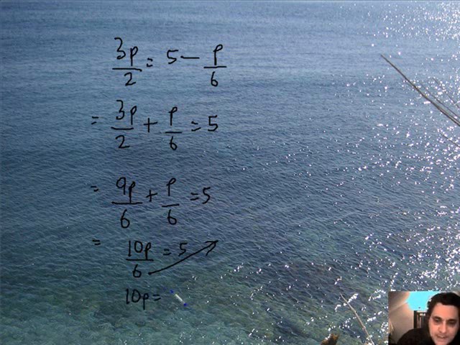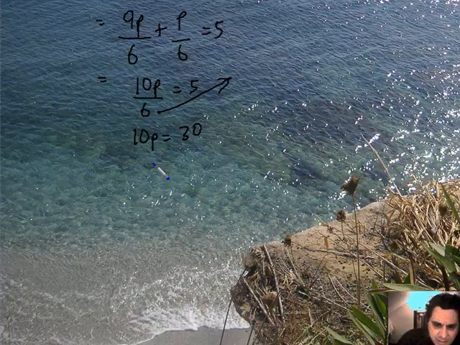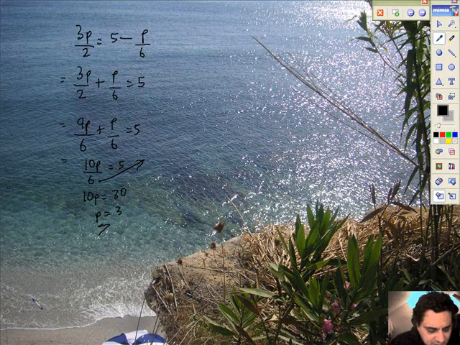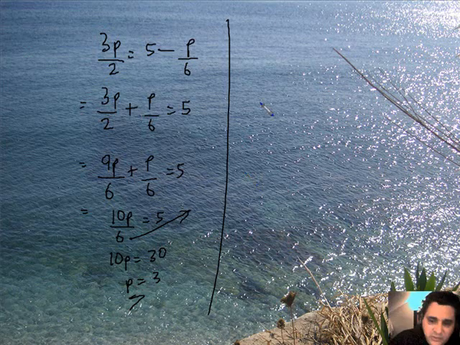10p equals 30. p is going to be 3. Piece of cake. Let's do the last one because it looks quite disgusting, and then we can be very happy if we've done a good job.